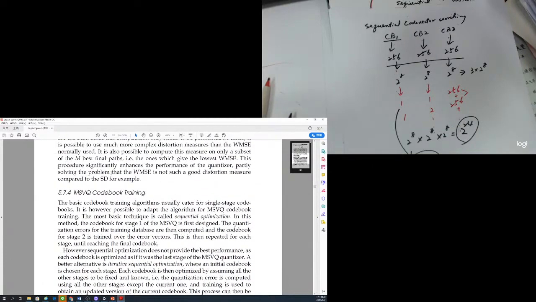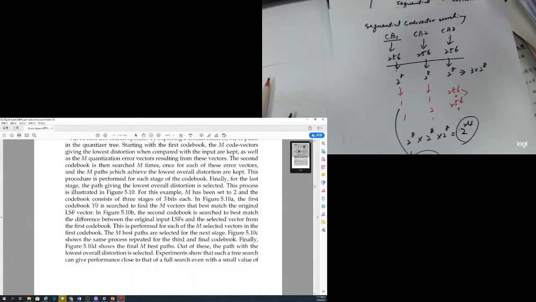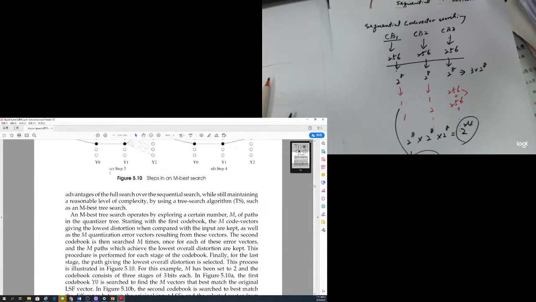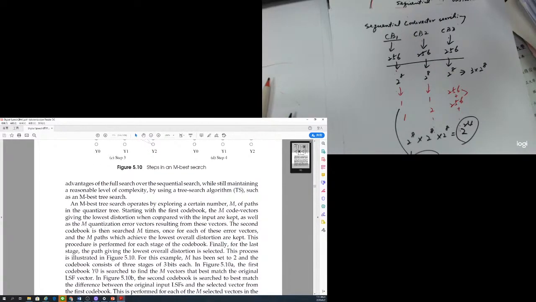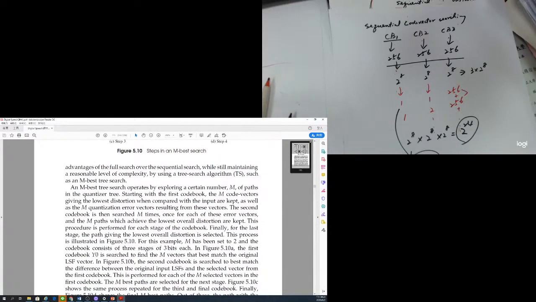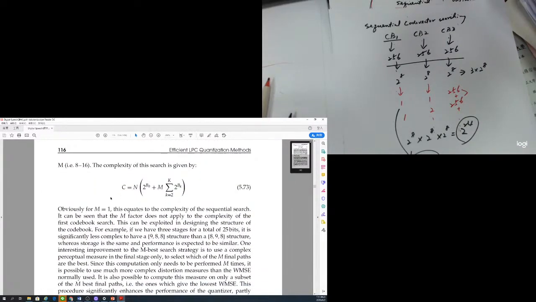And this one is codebook training, which we do not touch on here. So M-best sometimes gets a better performance. You can see in the first codebook we select M code vectors, so our winner is not the only one winner, and also going to the second codebook we also try to find N winners. So that way we can find the best one.